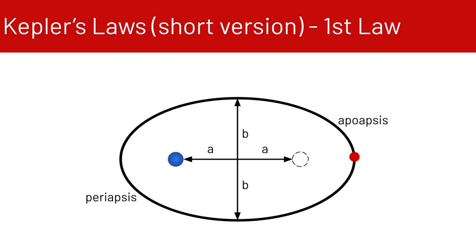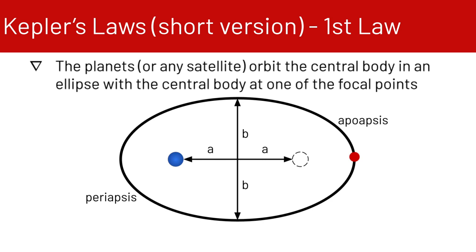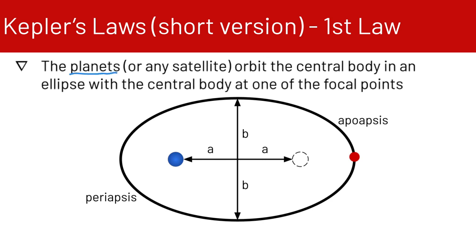Okay, so in this video we're going to talk about Kepler's laws, and we're going to talk about a shortened version of Kepler's laws. And in this slide we're going to talk about Kepler's first law. Kepler's first law states that the planets or any satellite orbit the central body in an ellipse with the central body at one of the focal points. So any smaller object orbiting a larger object orbits the central body in an ellipse with the central body at one of the focal points.